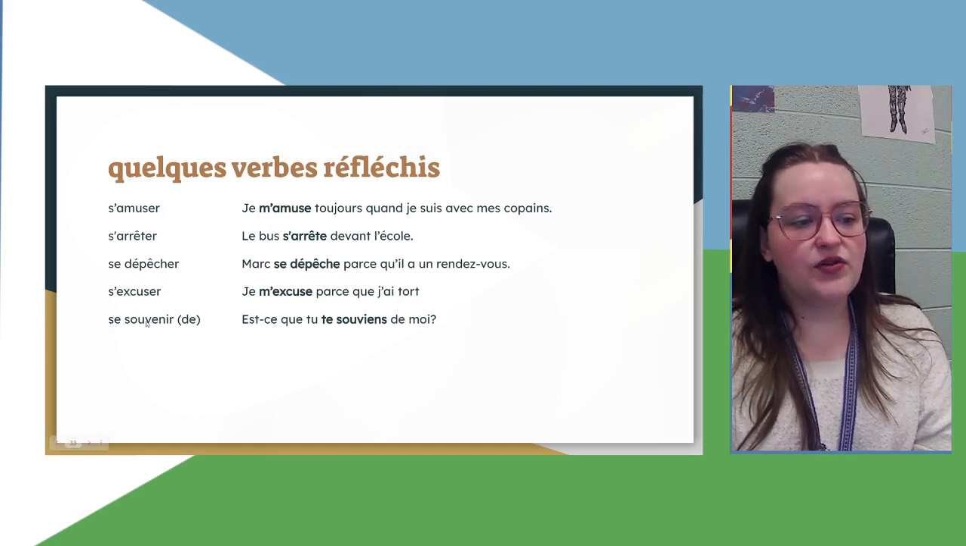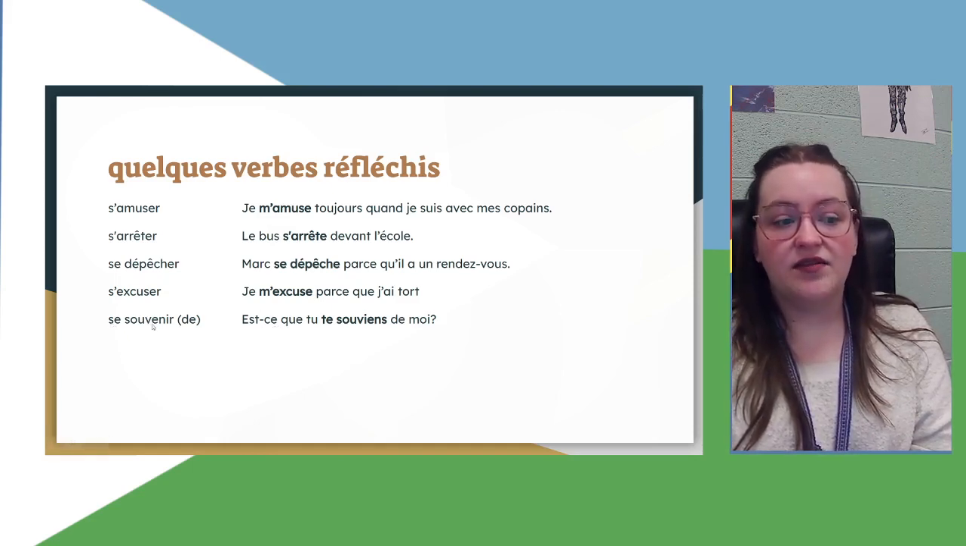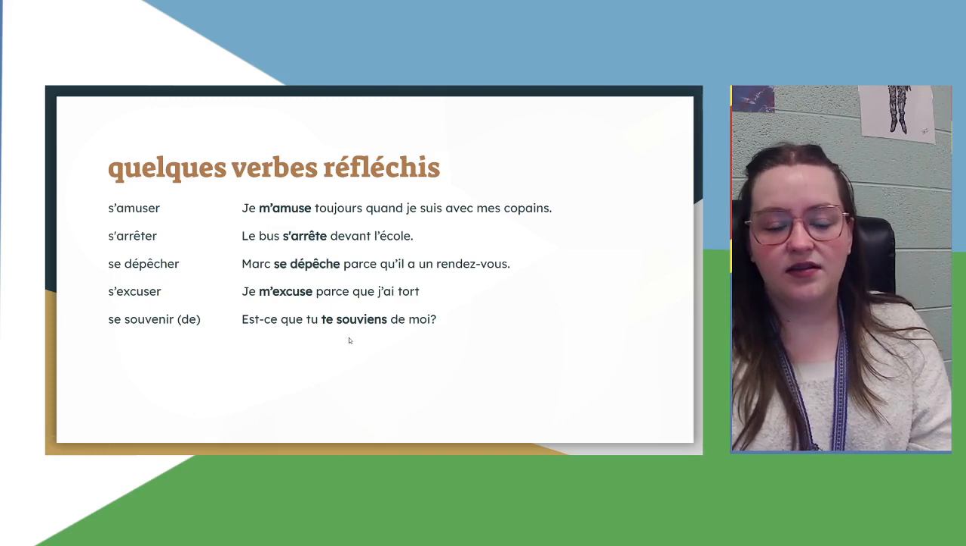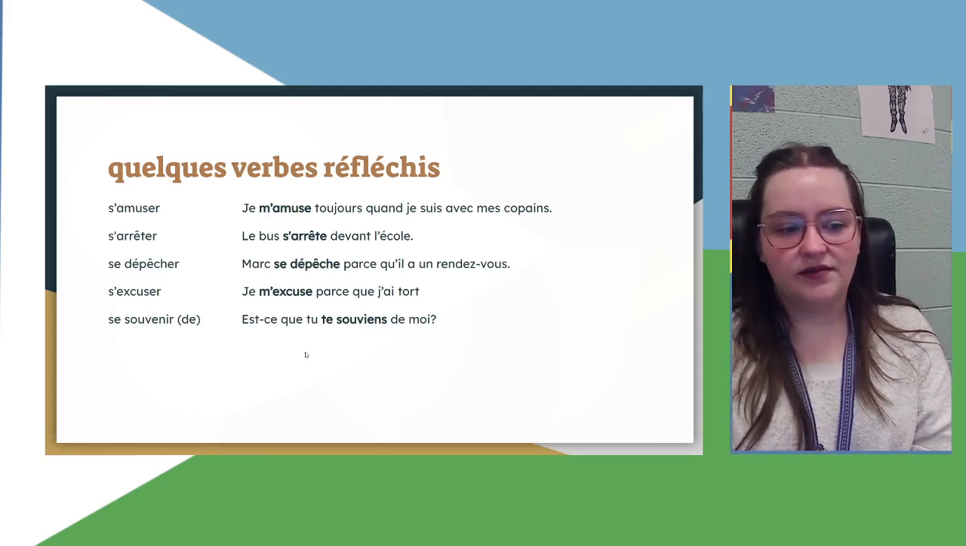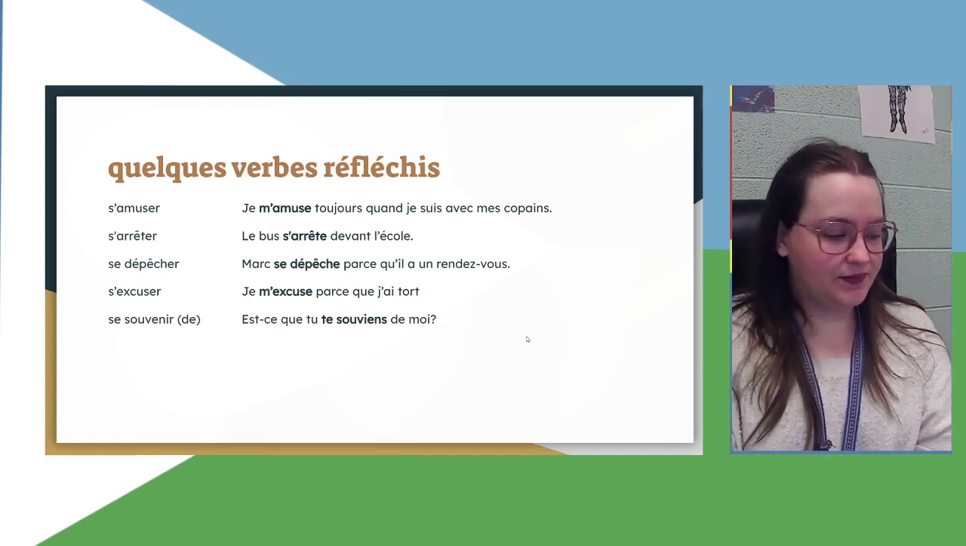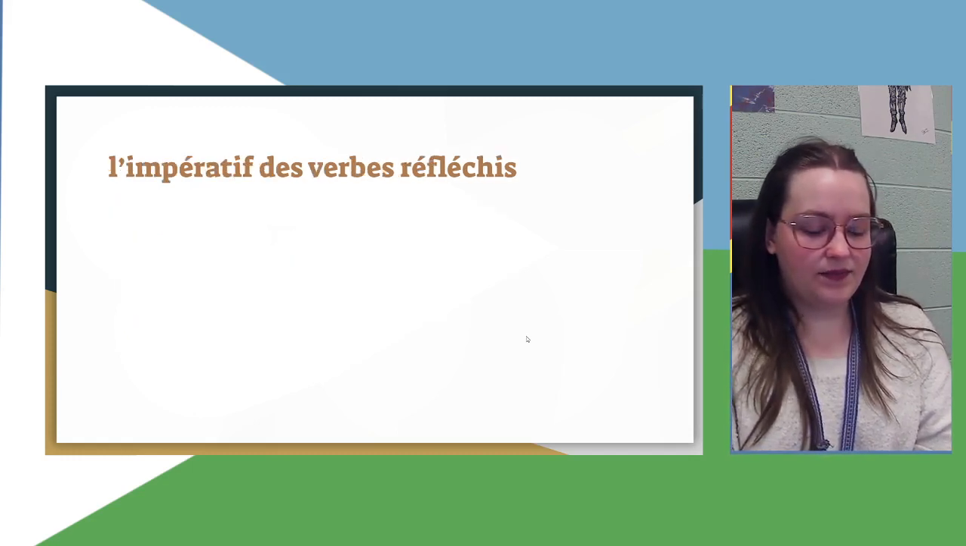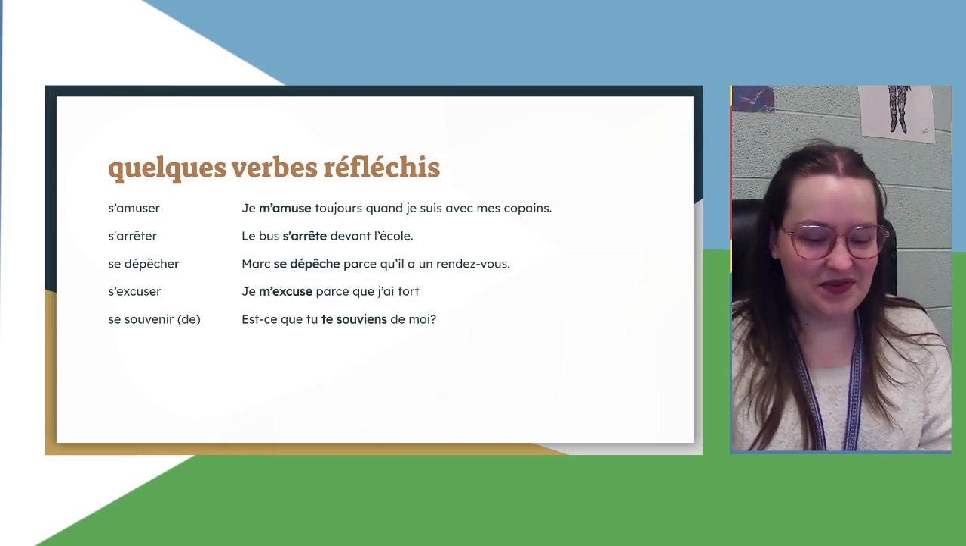And just a note, souvenir is conjugated like venir, right? So souviens, viens, venons, venez, viennent. Okay? That's it. Some new verbs.